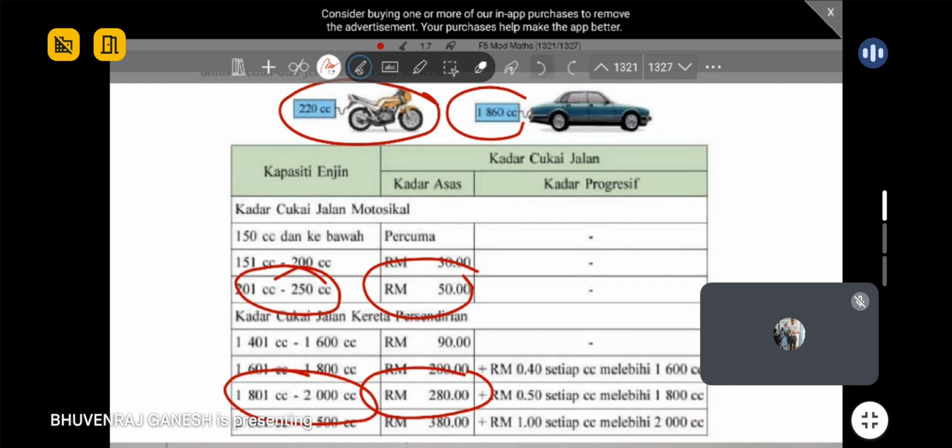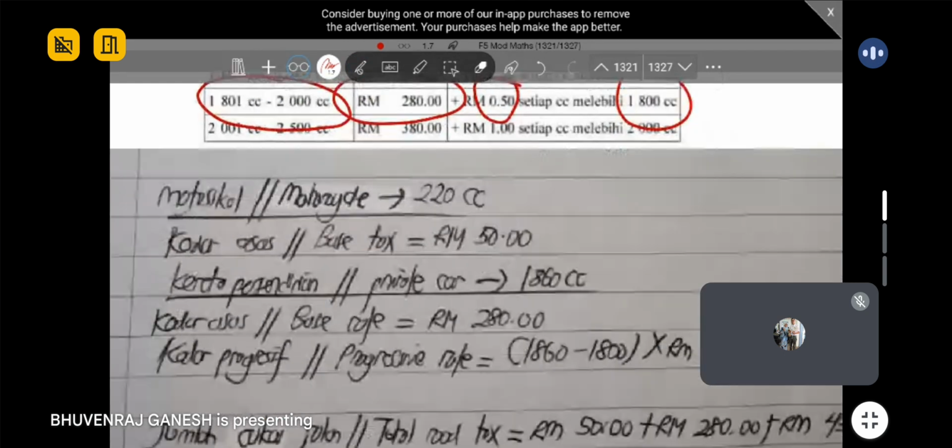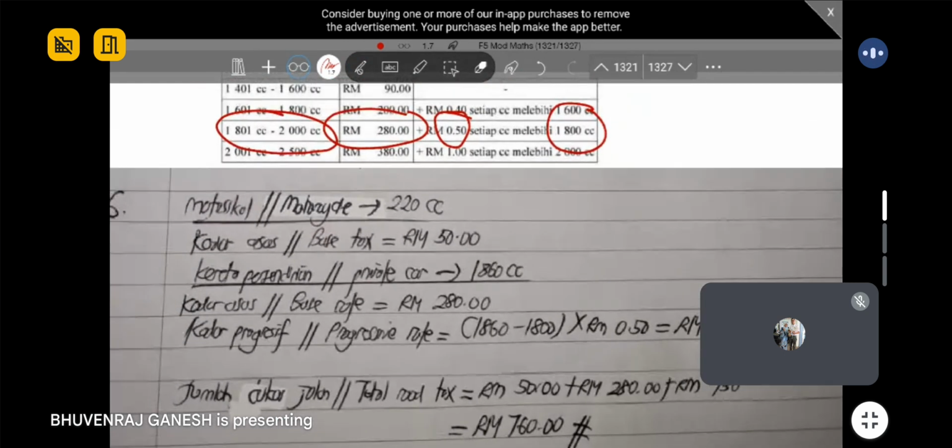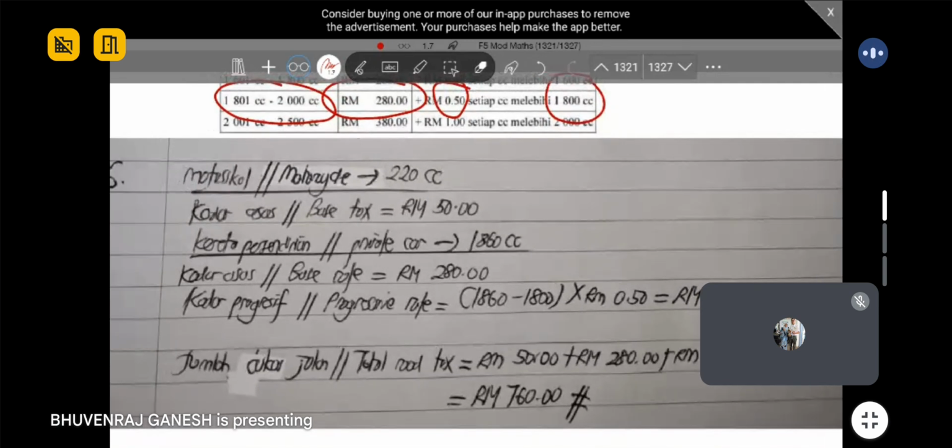So how to count the progressive rate, guys? Can anyone tell the answer if you know? Macam mana kira kadar progresif? 50 times 50 cent. Yes, very good. So basically you just take the difference of this value and this value, 60 perbezaan, times with the rate, 0.5. So your answer is RM30 for progressive rate. So final answer, you just add up every single value. Then you will get the correct answer. Guys, are you all clear?